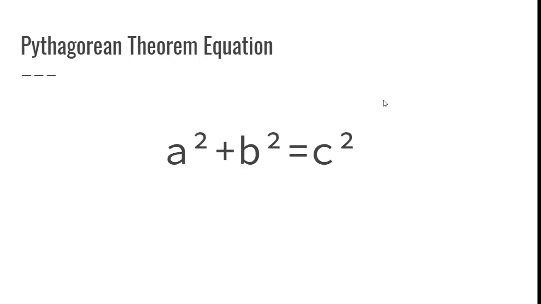Our Pythagorean theorem equation looks like this: A squared plus B squared equals C squared. So we're going to take a look at an example.